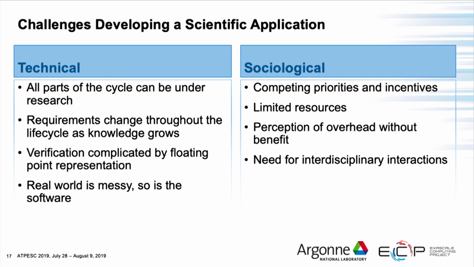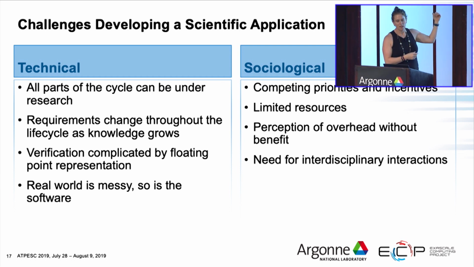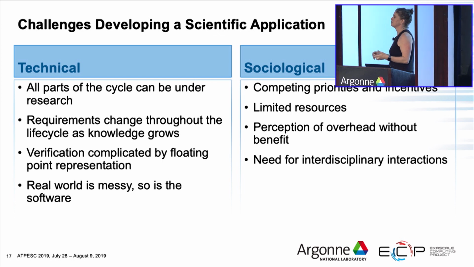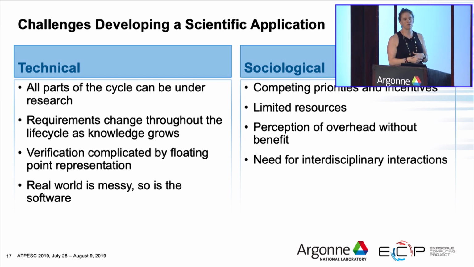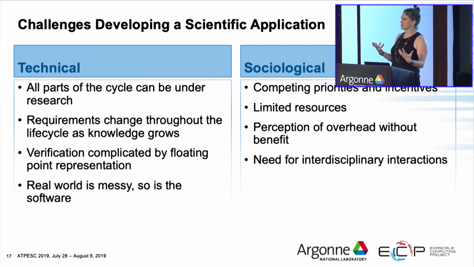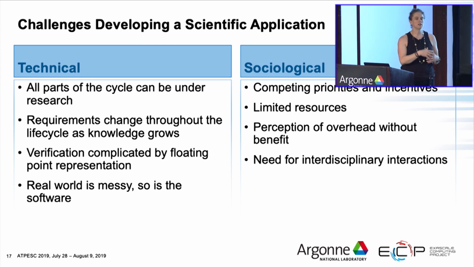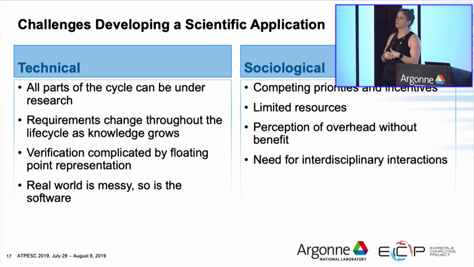So, some challenges. This is just listing some of these things off. On the sociological side, you have competing priorities. If you're not given tenure credit, job credit, and promotion credit, more like in the Department of Energy labs, it's hard to value that. Somebody has to value that you're contributing to the validation effort or the continuous integration, which we'll talk about later today, on an application for it to go forward.